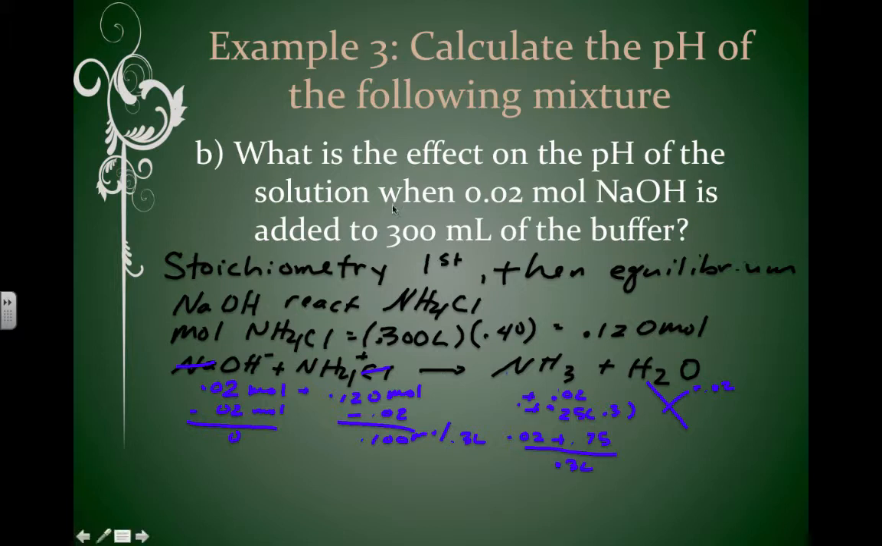So I'm going to put these up here so I don't lose them. Hydroxide is 0. Ammonium is 0.10 moles in 300 milliliters. So that gives me 0.33 molar. And my ammonia, I had 0.02 plus 0.075 in 300 milliliters gives us 0.32 molar, and then water doesn't have a concentration.